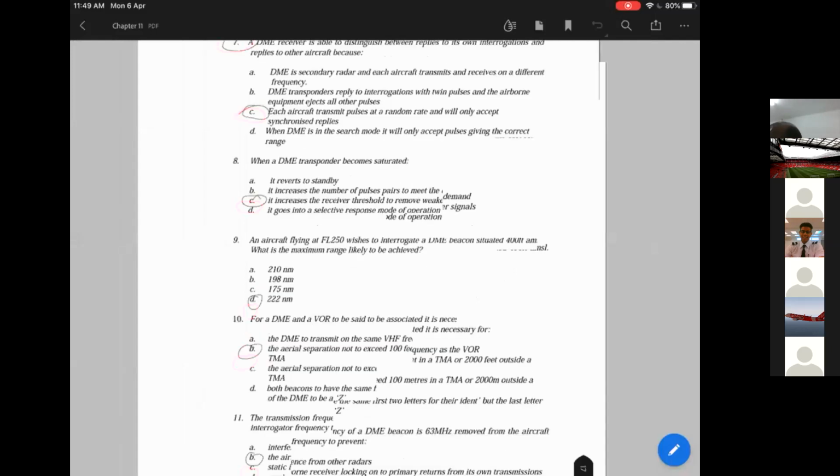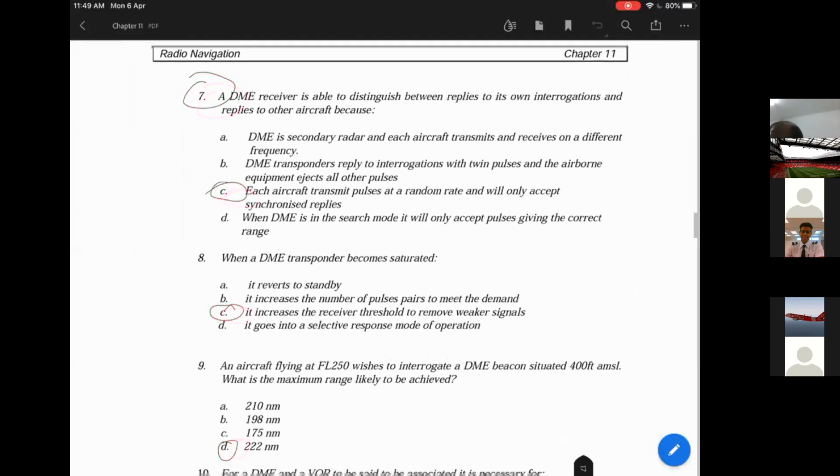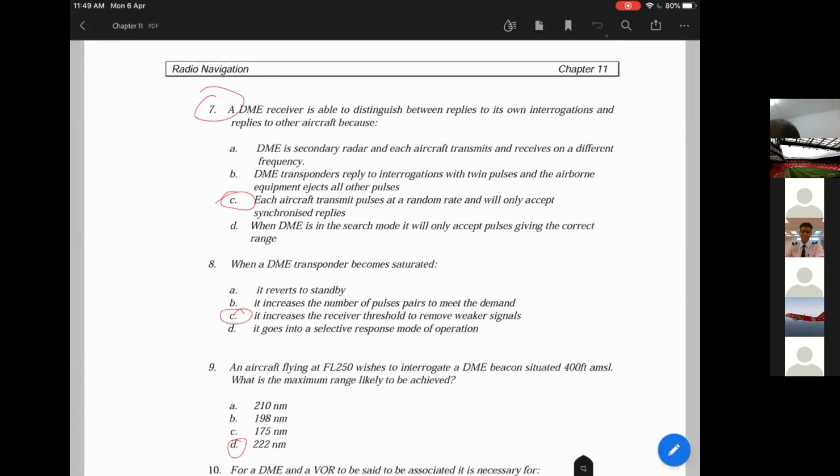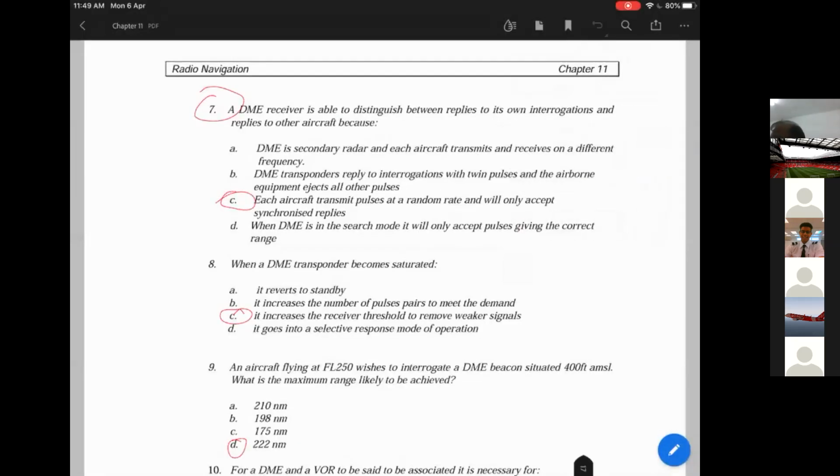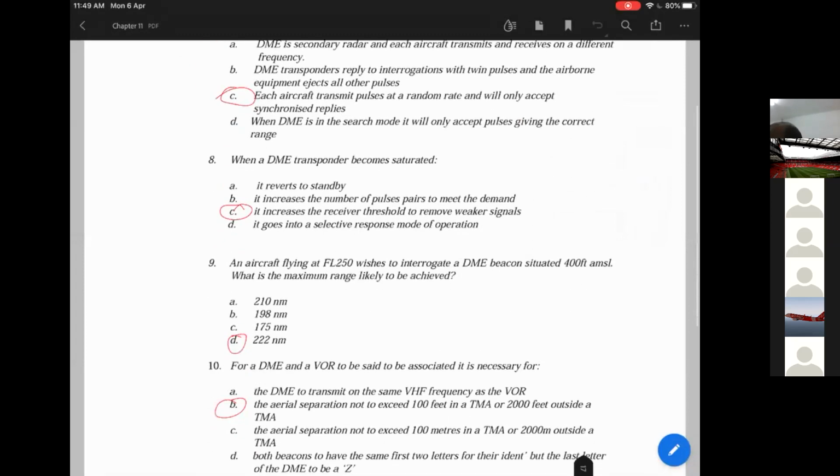Question number 7, please. The DME receiver is able to distinguish between replies to its own interrogations and replies to other aircraft because each aircraft transmits pulses at a random rate and will only accept synchronized replies. Absolutely correct. Question number 8, please. When the DME transponder becomes saturated, it increases the receiver threshold to remove the weaker signals. Okay, fine.